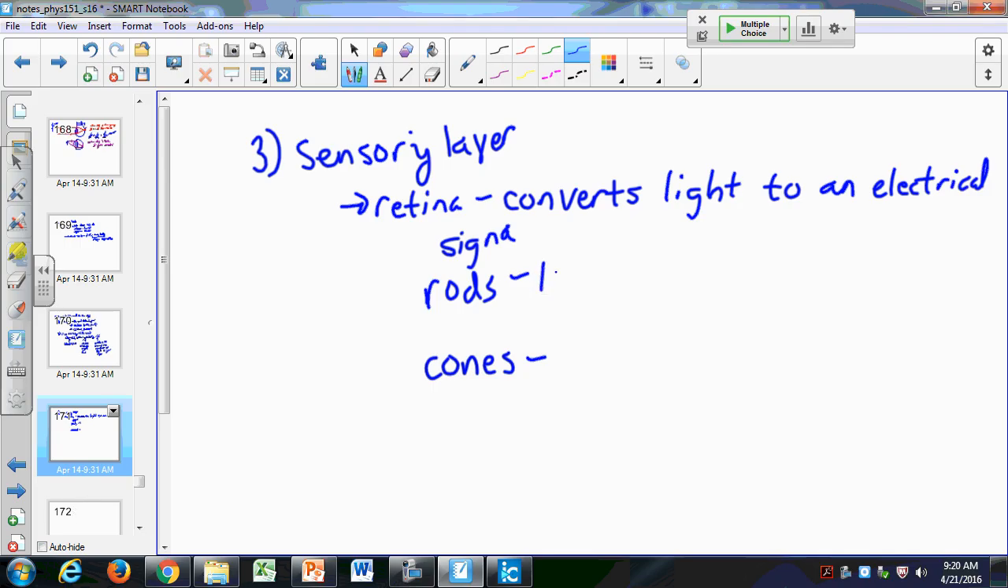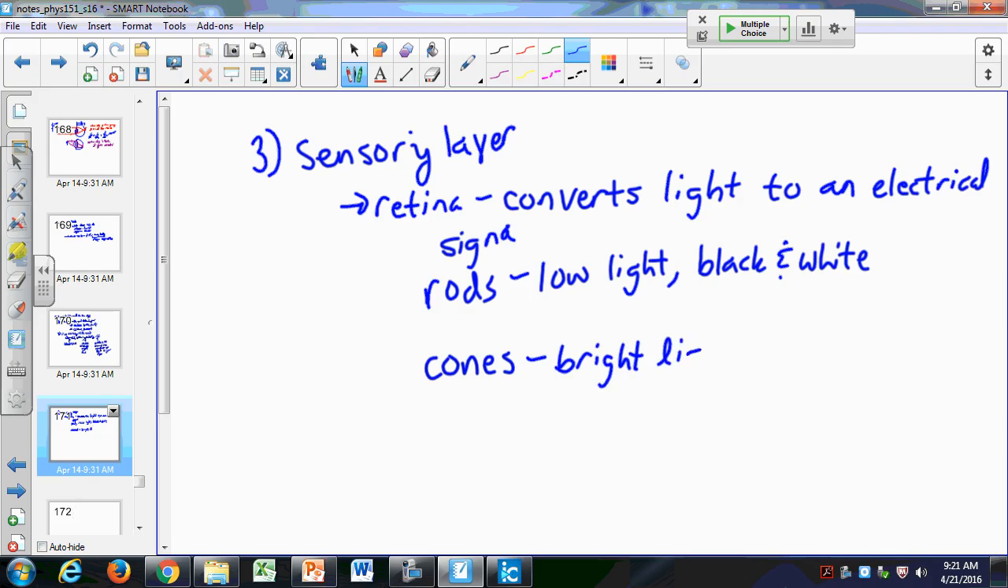Rods are for low light. These are for black and white situations. And then cones are for bright lights, and this is for color. So our cones detect vivid colors more readily than the rods do. That's why when you go outside on a real sunny day, out in the quad, you see the green of the grass and the colors on the building.